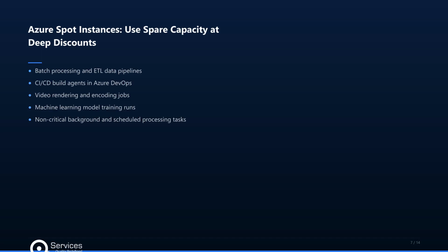They work well for batch processing and ETL data pipelines, CI/CD build agents in Azure DevOps, video rendering and encoding jobs, machine learning model training runs, and non-critical background and scheduled processing tasks. For SMBs running nightly data pipelines or Azure DevOps build agents, Spot instances can cut compute costs for those specific workloads by 70 to 90%. Azure VMSS supports mixed instance policies, letting you blend standard and Spot VMs with automatic fallback to on-demand capacity when Spot availability drops in your region. This is the Azure cost-saving strategy with the highest percentage discount available, though it applies to a narrower slice of your workloads than reserved instances or right-sizing.